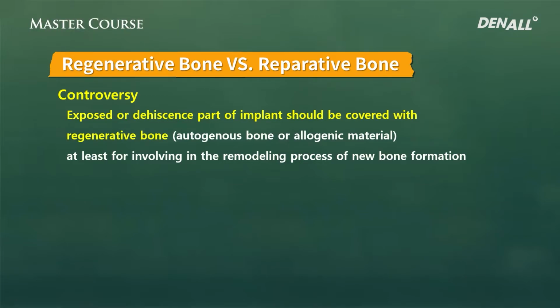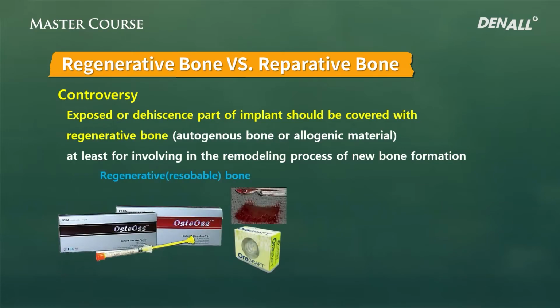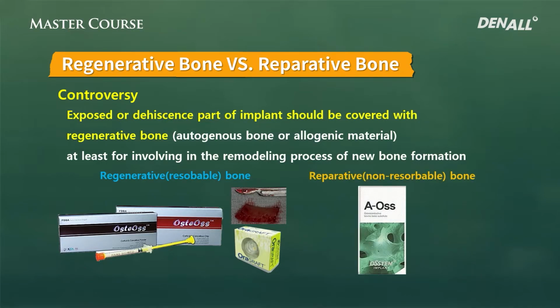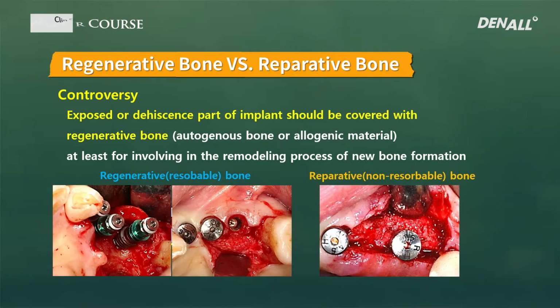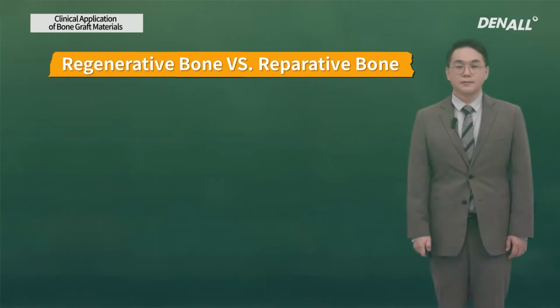Rather than using one type of bone material in order to grow bone near the implant, the exposed or dehiscence part of the implant should be covered with regenerative bone. AOS or xenograft needs to be used on the outer side. So two bone materials with different healing patterns are mixed together.